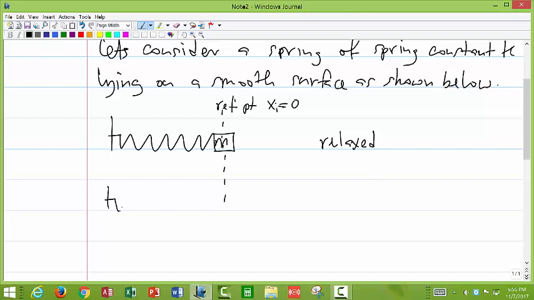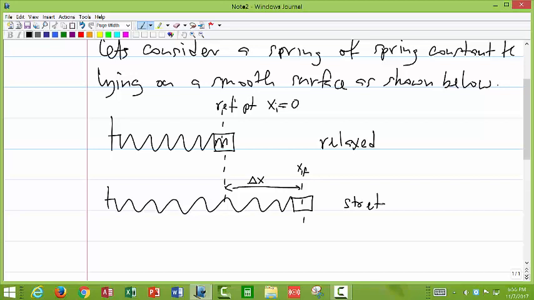Suppose we stretch it a little bit to a certain point here. Let's say that this is the displacement delta x, so this will be x final. This is stretched. When we stretch it, we apply a force, let's say F subscript A, and so the spring, of course, is pulling back on the mass. So this is F subscript S for force of the spring.